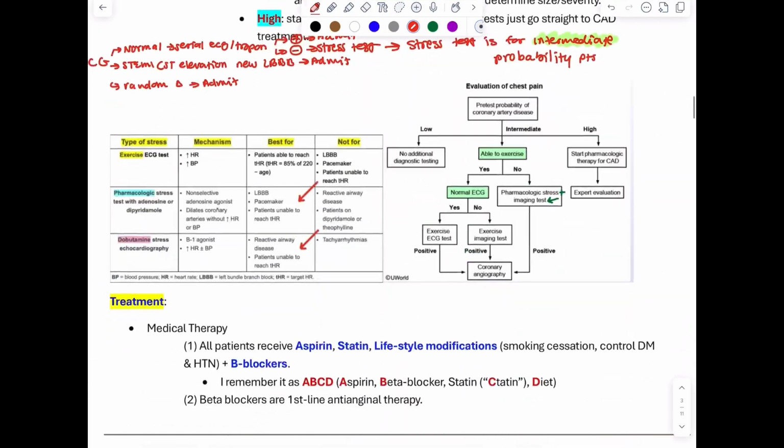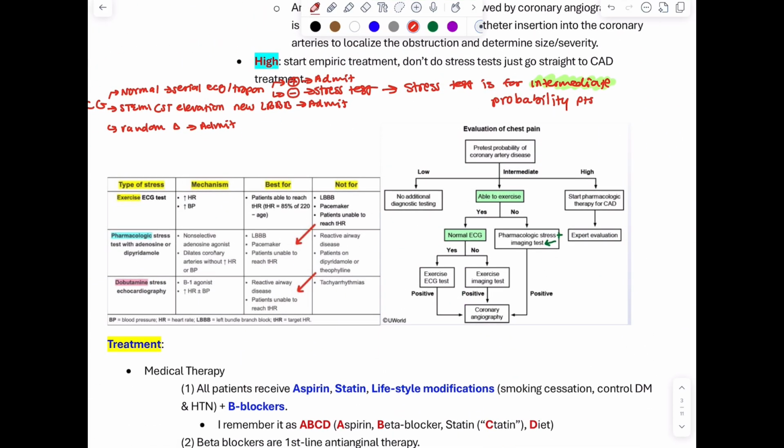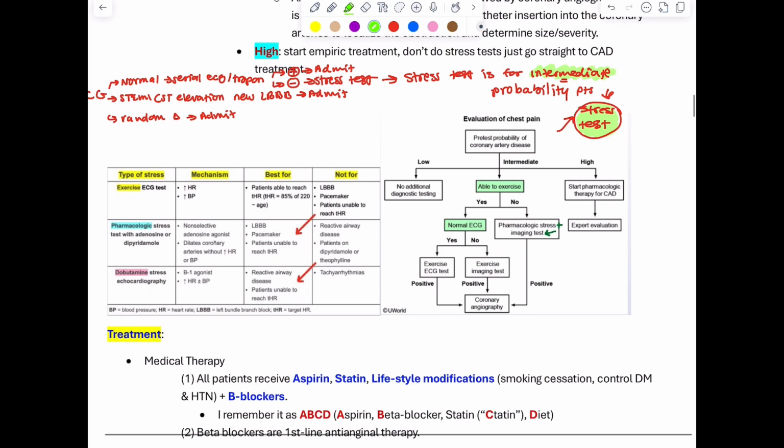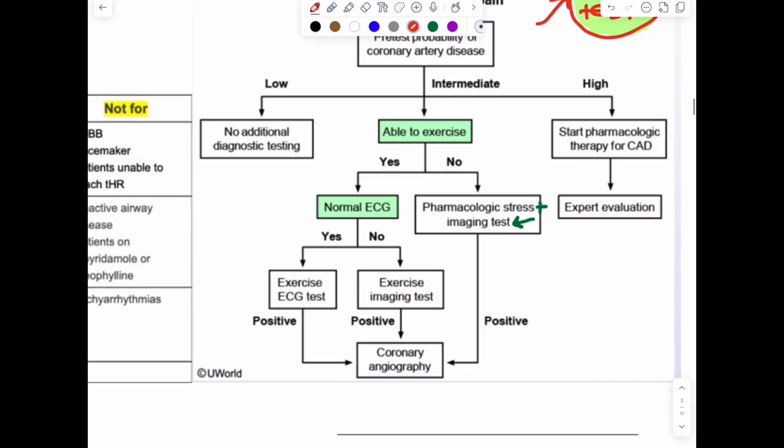And so let's go down here. We are in intermediate. You're gonna do a stress test. And the type of stress test, this is gonna be something that you get asked about. This whole thing up until now, I was trying to get you to this point. You need to know what type of stress test to give to who. Like we said, here, intermediate patient. Can they exercise? Yes. Then you're gonna do an exercise stress test.